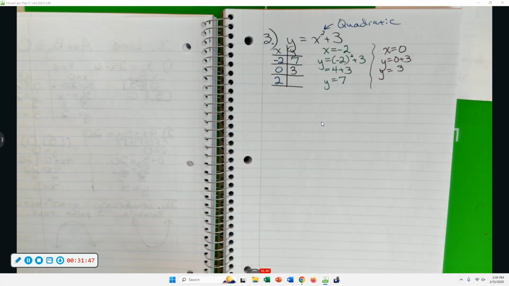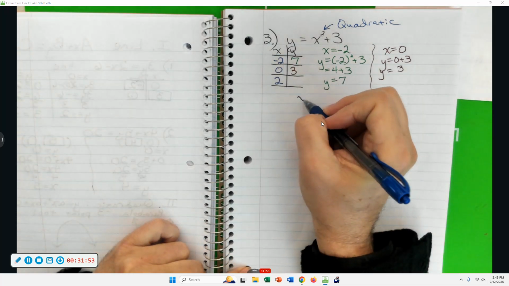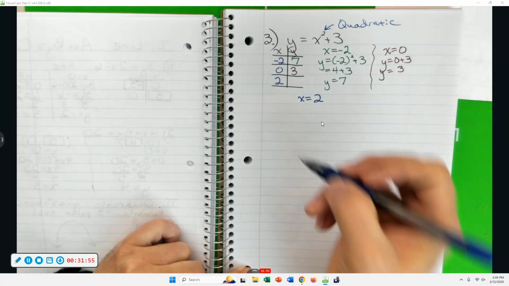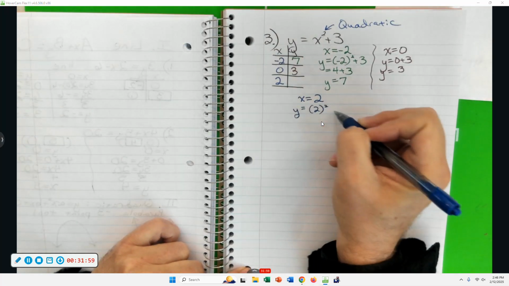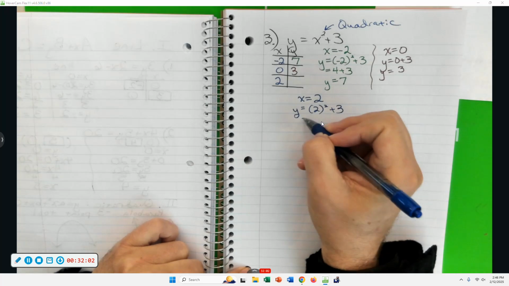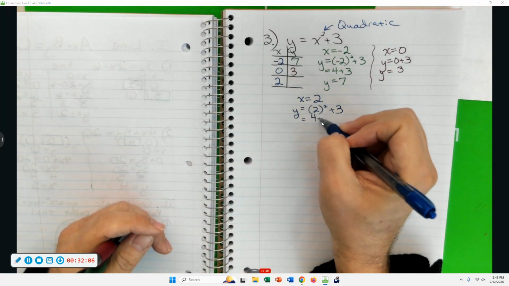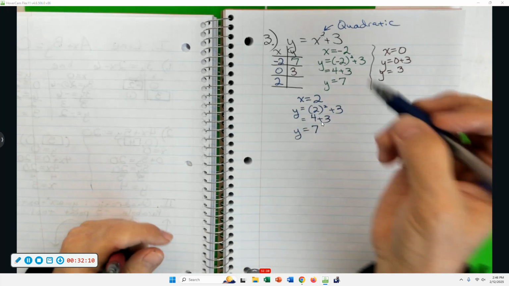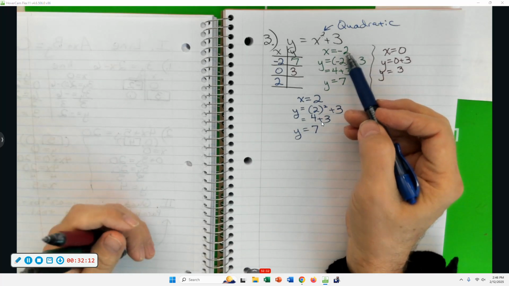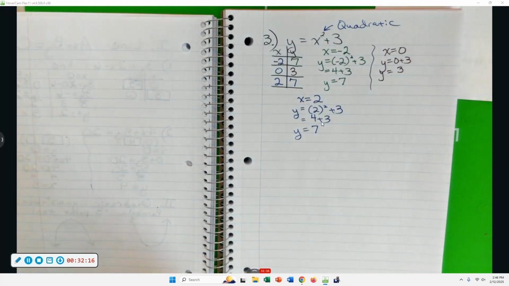The last ordered pair, we're plugging in 2 for x. So we have y equals 2 squared plus 3. 2 squared is 4. Look at that. We're getting the same thing. Whether we plug in the -2 or +2, we're still getting a +7 for y.